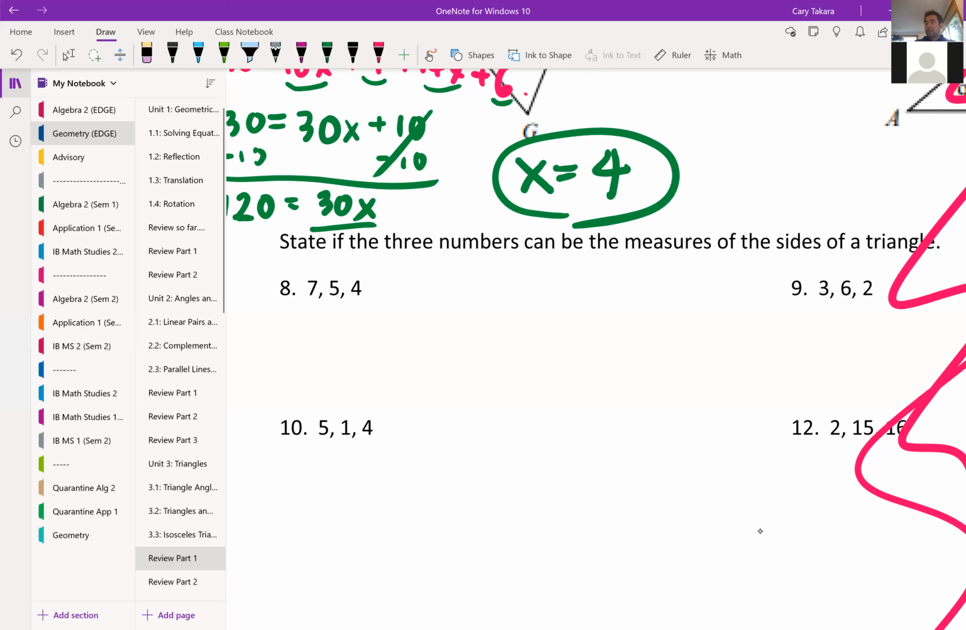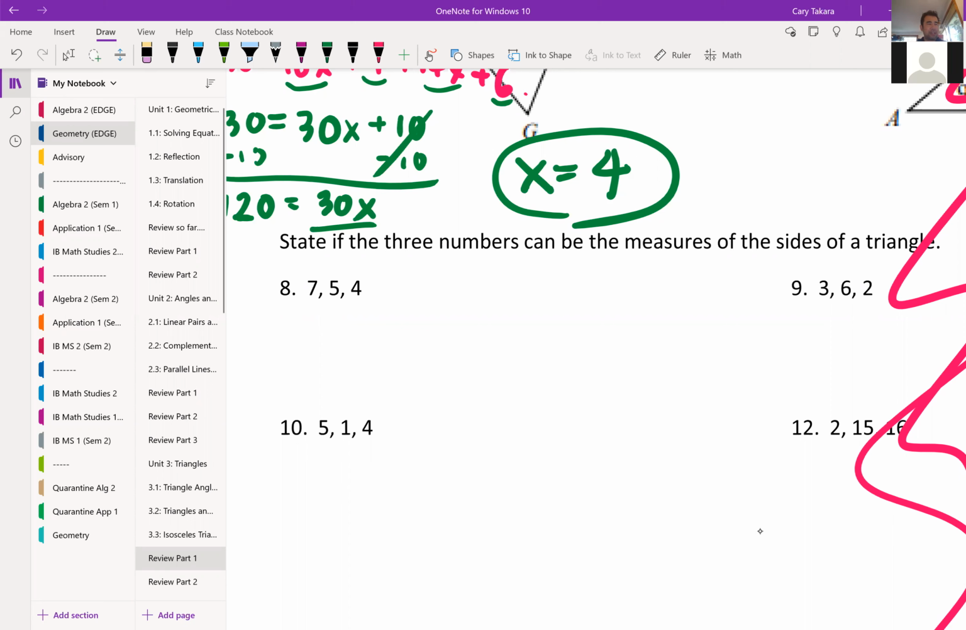So you guys remember this bamboo skewer example? You've got a 7-inch right here, and then you've got a 5-inch, and then let's say a 4-inch. Can you create a triangle? Well, it looks like it does form a triangle, but how do we show that?